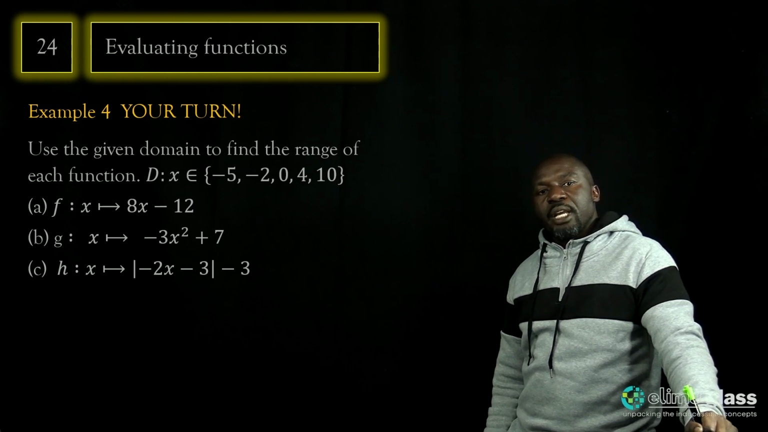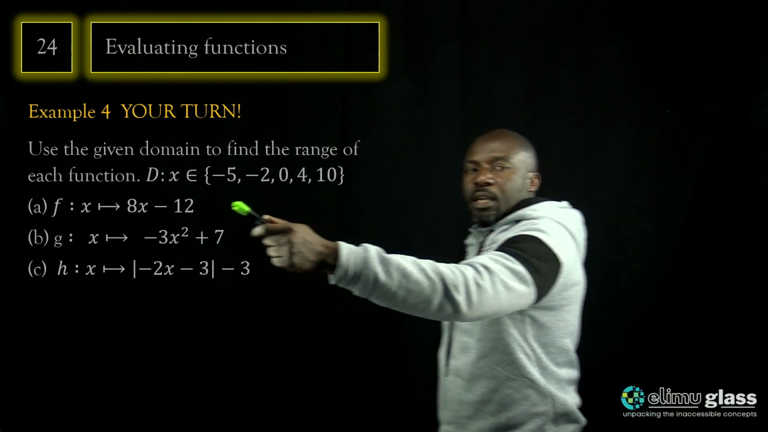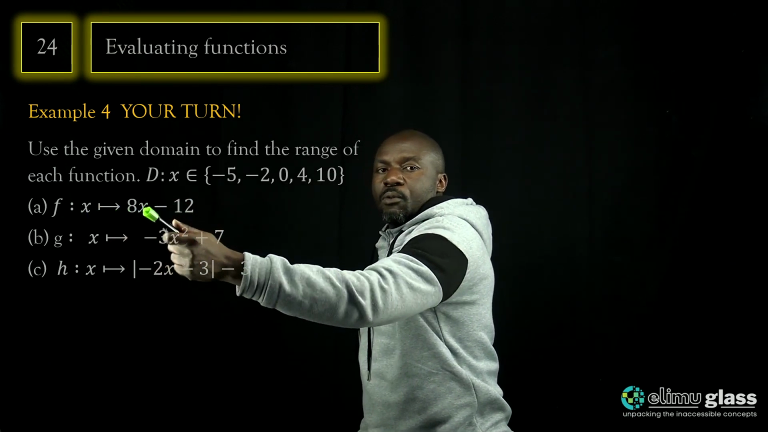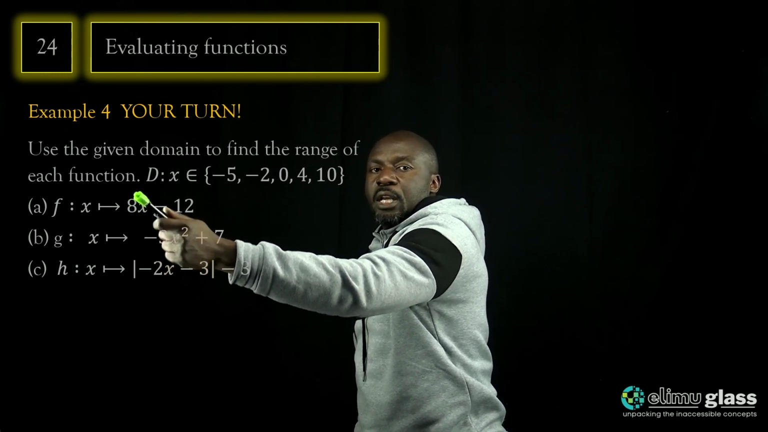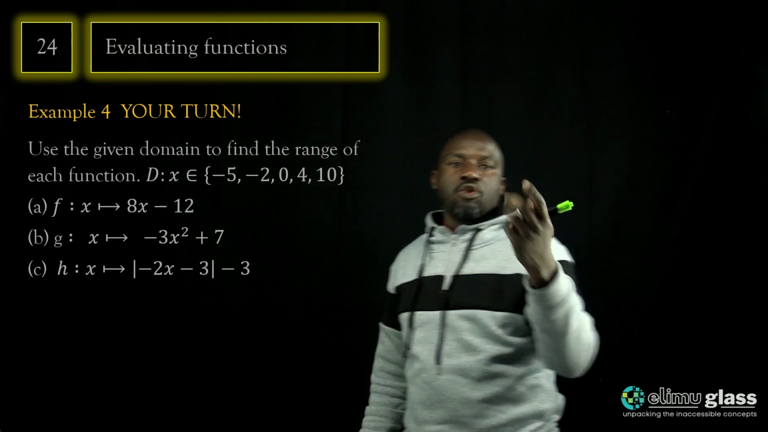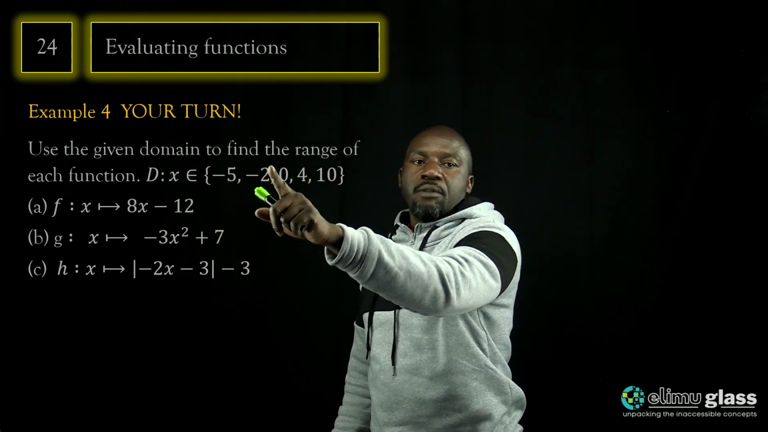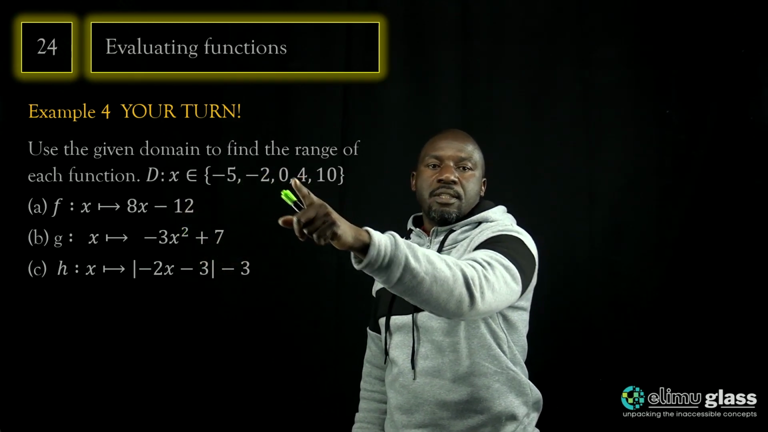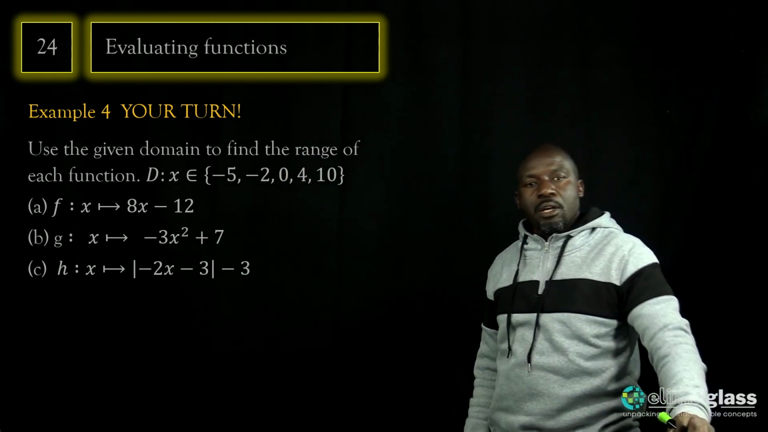You're given the domain. Your task is to take values of the domain and input them here. So if x is negative 5, y is going to be what? 8 times negative 5 is negative 40, minus 40 minus 12 is minus 52. So if this is negative 5, the output is negative 52. If this is negative 2, put it in there and see what happens. If this is 0, put that in. So I want you to do that for the 3 functions.